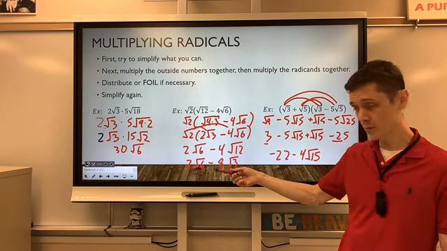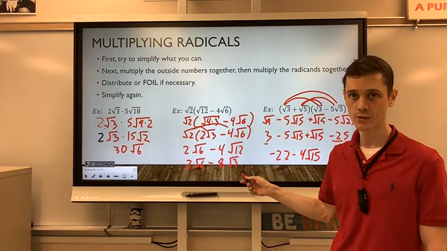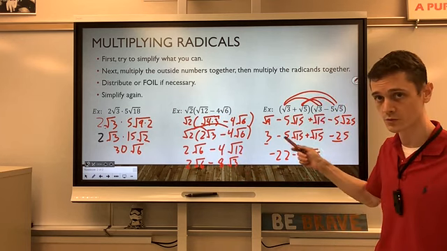Looking back at the previous example, just to comment on the fact that I didn't add these radicals together, it's because they had different radicands. So remember, you have to have the same number inside of the square root for you to be able to combine them like I did on these two.